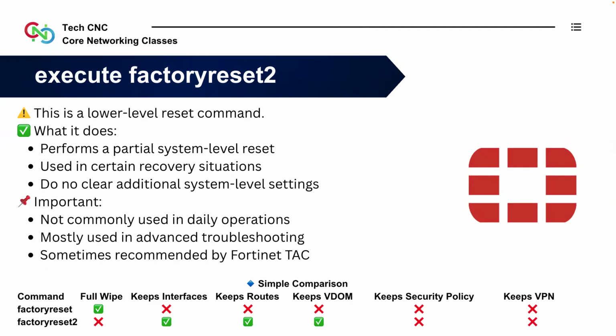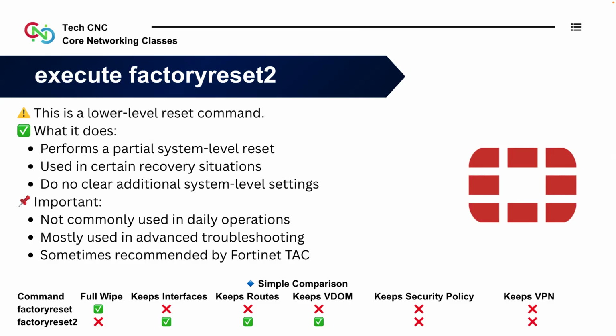Now this is execute factory reset 2. So one we had was execute factory reset, and now we have execute factory reset 2. What does it mean? This will do basically a very partial system level reset, a partial format. It is not like it will clean up everything.